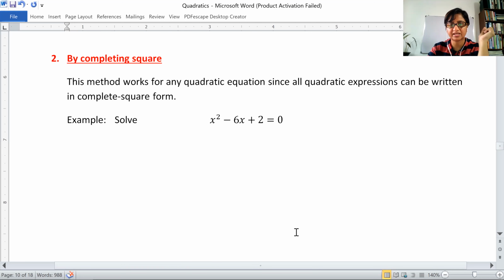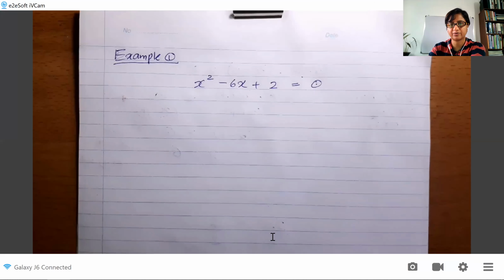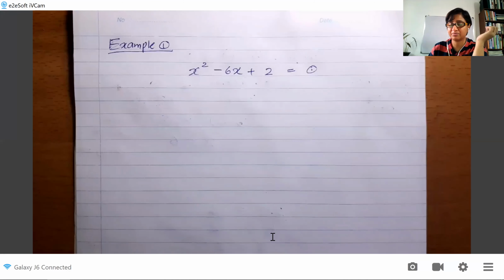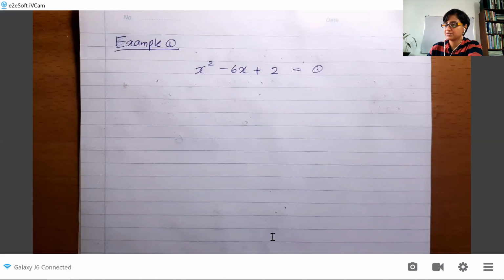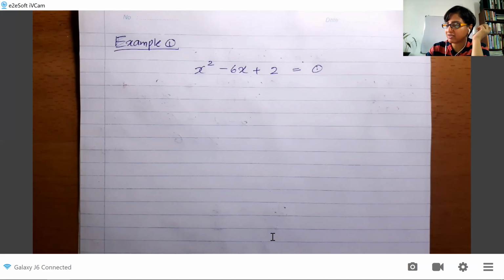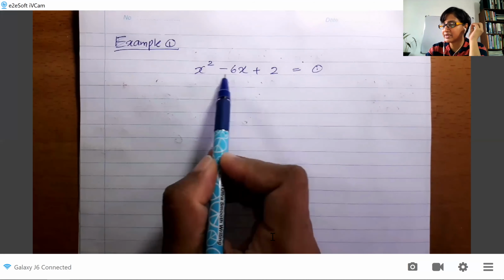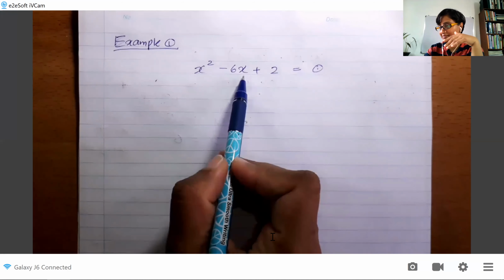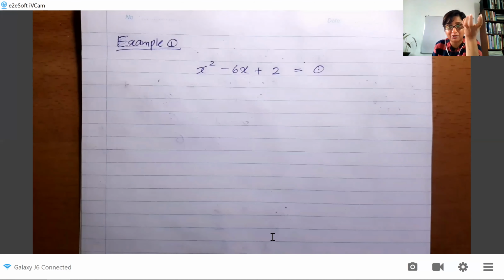Now our example is x squared minus 6x plus 2 is equal to 0. Now if you try to factorize this, you can see that it cannot be factorized. So you know that solving means to isolate x. The only problem why we can't directly isolate x is because we have an x squared term and an x term, and you can't combine them to get one x term.